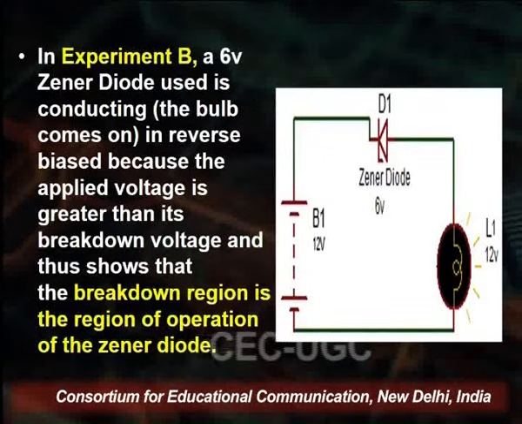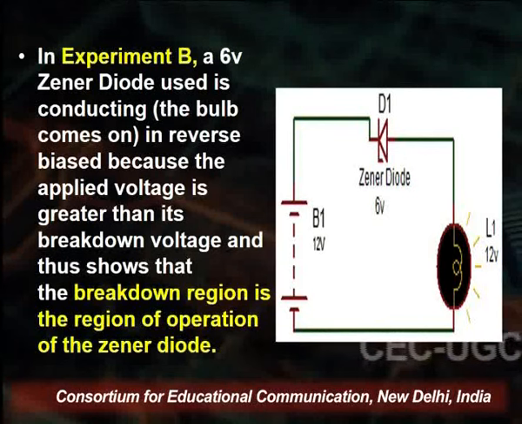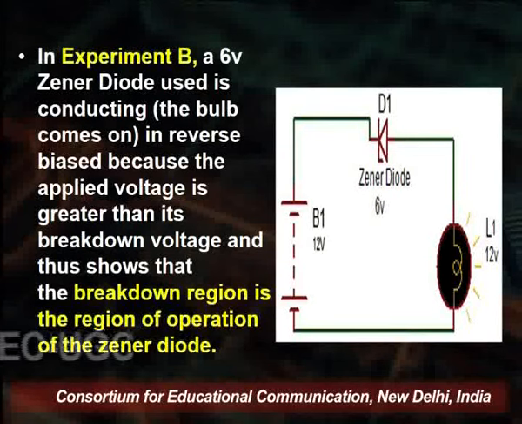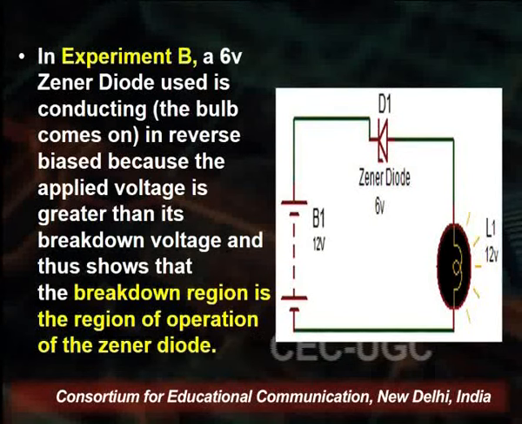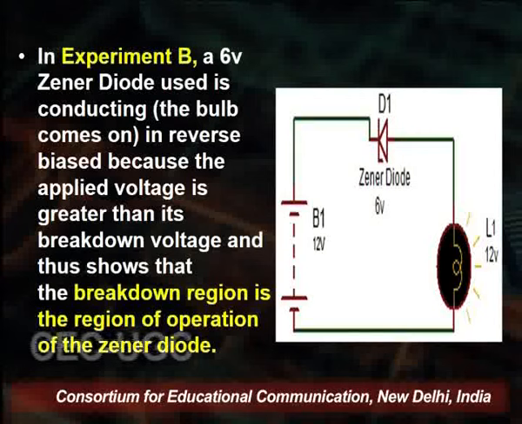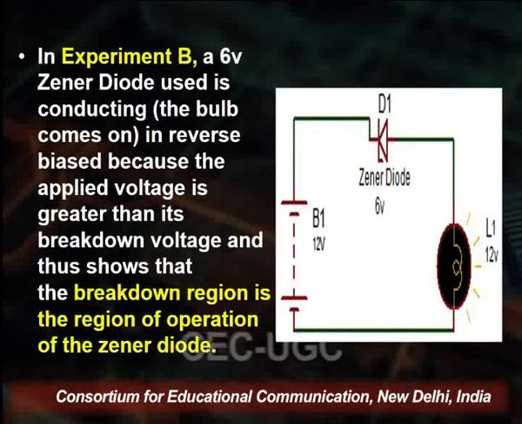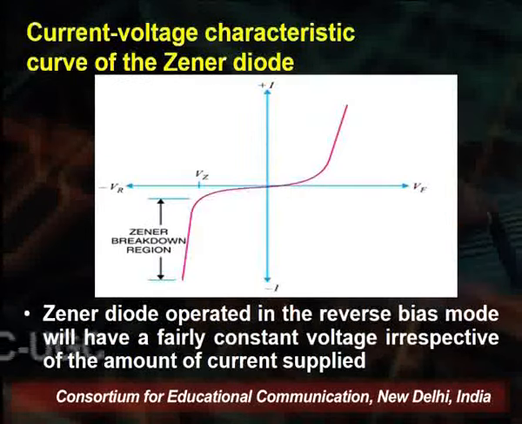Now in experiment B, if the 6 volt Zener diode is applied, conducting, the bulb comes on in the reverse biased mode because the applied voltage is greater than the breakdown voltage, and thus it shows that the breakdown region is the region of operation of the Zener diode. That's why it works in the breakdown voltage. If the voltage is above the breakdown voltage, then it will work.